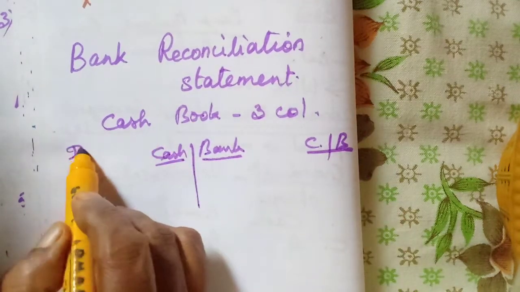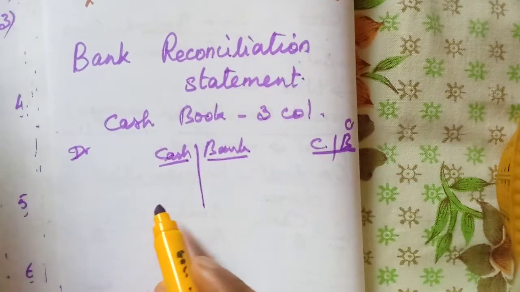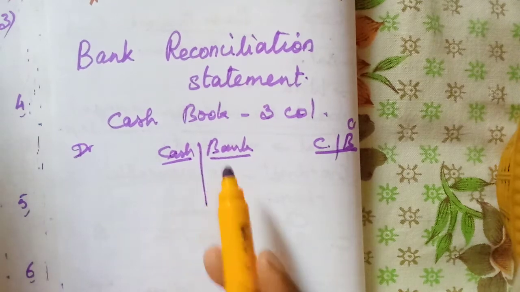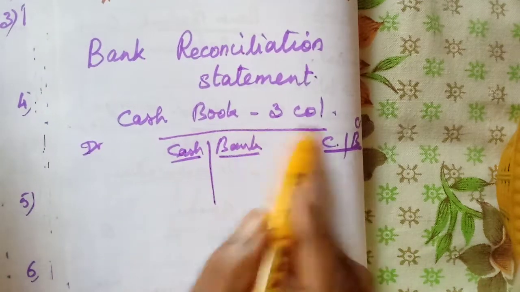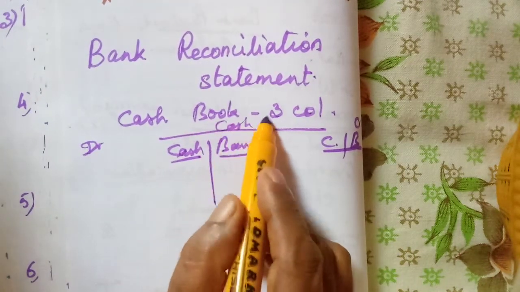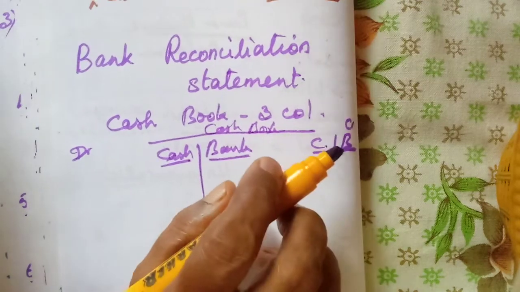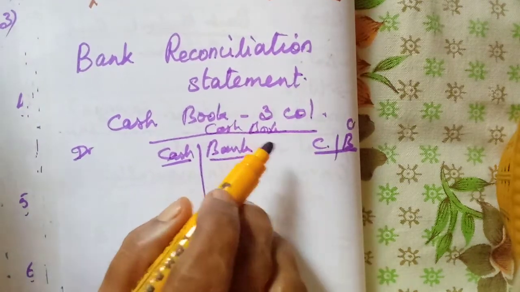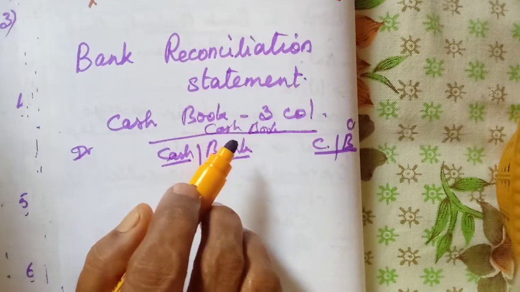This is the debit side, and here we have the credit side. You should remember this cash book when we do problems in this lesson. So you should have a thorough understanding of the cash book that we have already learned.